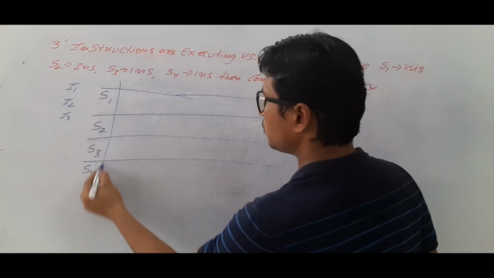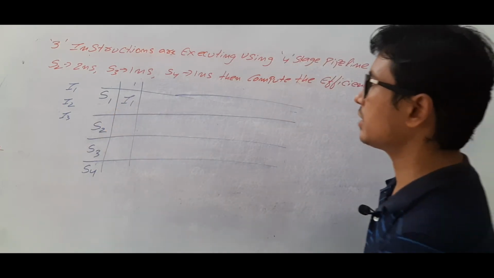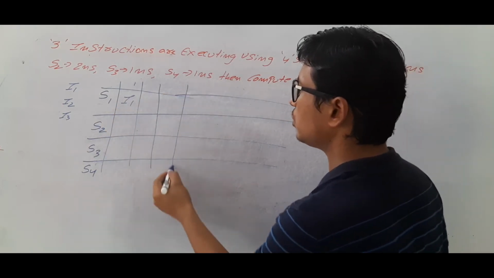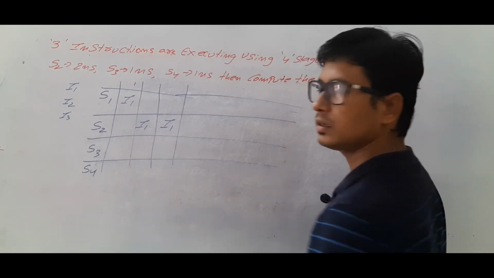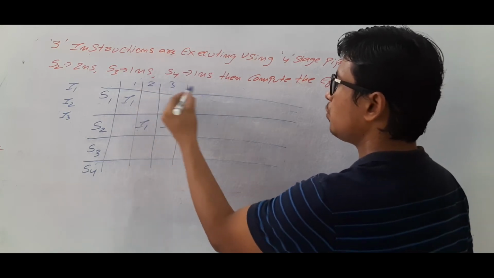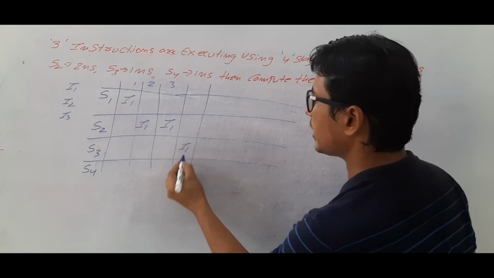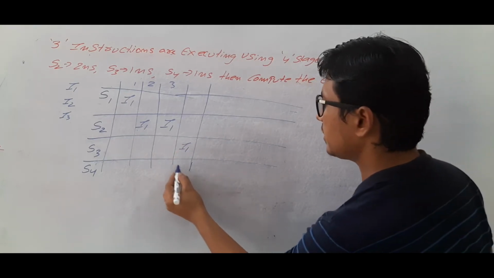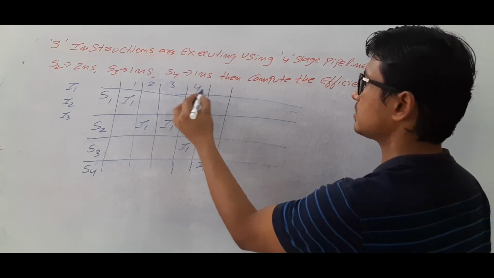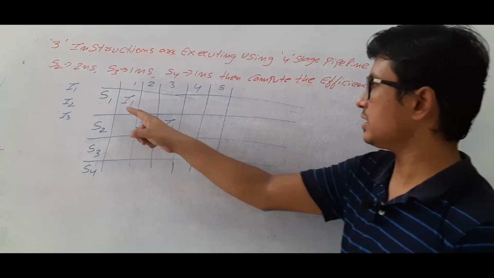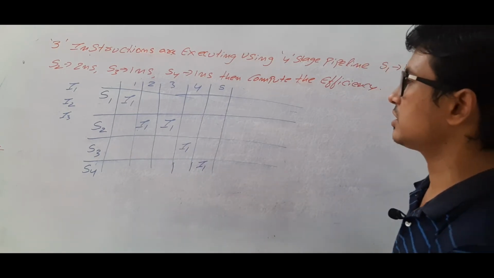Now, instruction 1 will execute for 1 nanosecond in stage 1. Once it is finished, it will go to stage 2 and execute for 2 nanoseconds. And then once it finishes its execution in stage 2, it will go to stage 3 and execute for 1 nanosecond. And then it will go to stage 4 and execute for 1 nanosecond. So once you reach the 5th nanosecond, you can complete the execution of the first instruction.